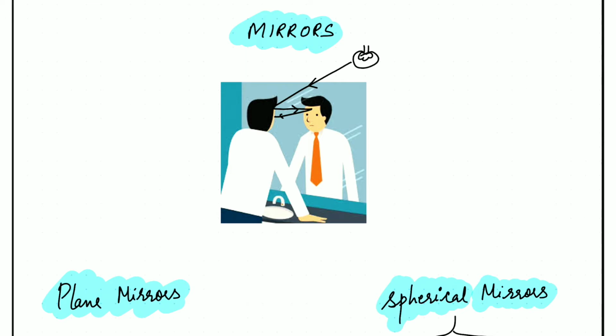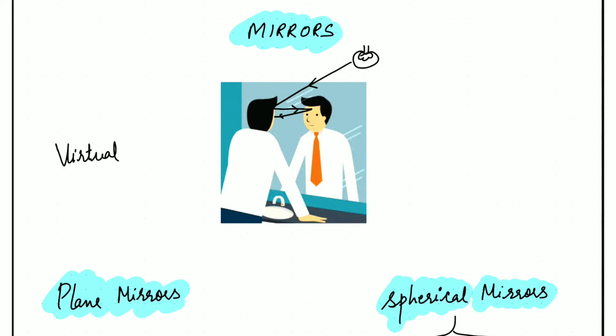Okay, great. Now the important thing here is that the image formed inside the mirror is a virtual image. It is not a real image, it is a virtual image. Why is it a virtual image? Because you cannot obtain that image on a screen, right?